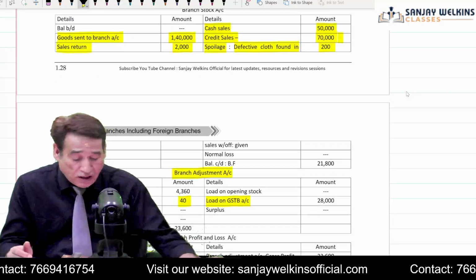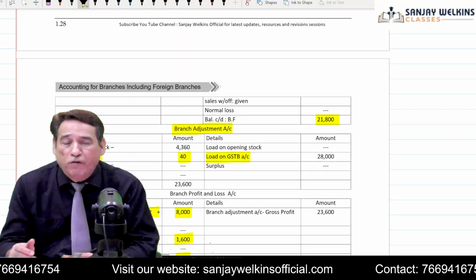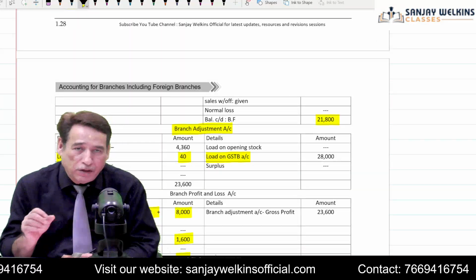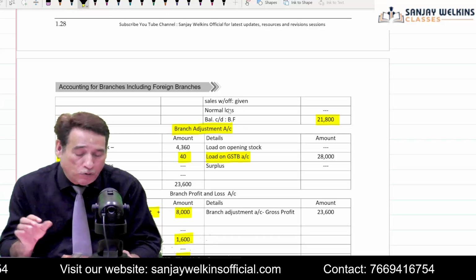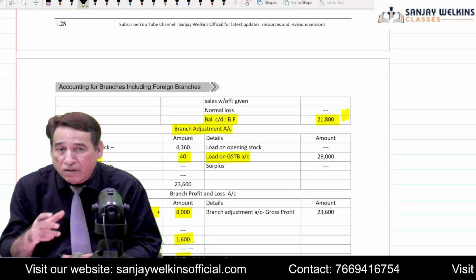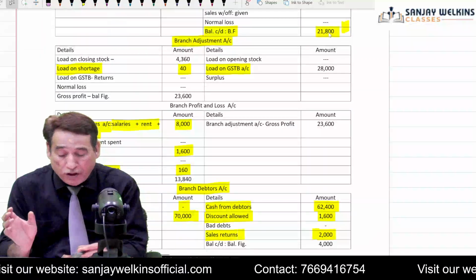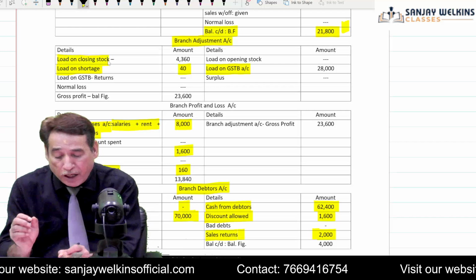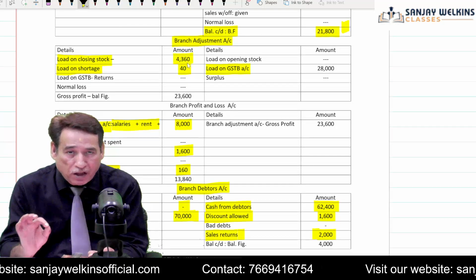Now interestingly, in this particular question, you will get a balancing figure of 21,800 on the credit side of the branch stock account. And similar to the last question, even in this question, closing stock is not given. That is why you will consider this figure as closing stock. Is it clear to you? Now this closing stock 21,800, you must not forget to write loading on closing stock. 1 by 5 of 21,800 will be 4,360.